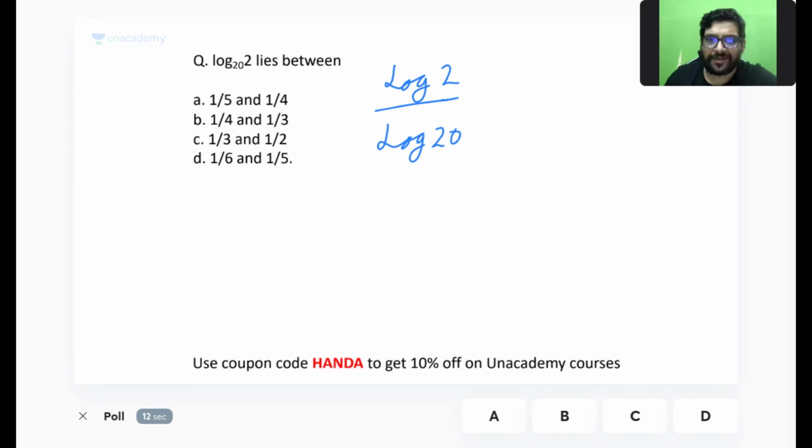Okay, so Tanu has answered this correctly. Good job, Tanu. Ashu has also answered this correctly.